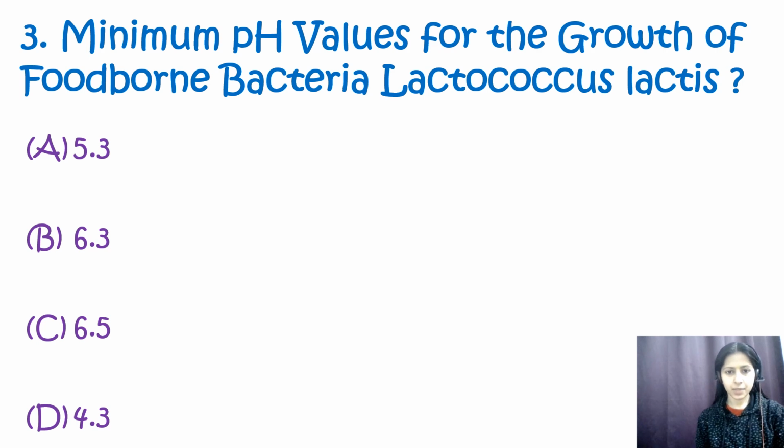Number 3. Minimum pH value for the growth of foodborne bacteria Lactococcus lactis. Option A 5.3, option B 6.3, option C 6.5 and option D 4.3. So the minimum pH value for the growth of Lactococcus lactis, it is option number D, that is 4.3. So Lactococcus lactis, actually it is a gram-positive bacteria that is widely used in the production of fermented dairy products such as you can say cheese, yogurts, in milks. So my correct option is option D, that is 4.3.